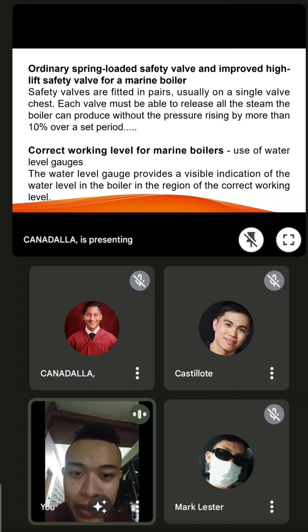Correct working level of marine boilers. Use of water level gauges. A water level gauge provides a visible indication of the water level in the boiler in the region of the correct working level.